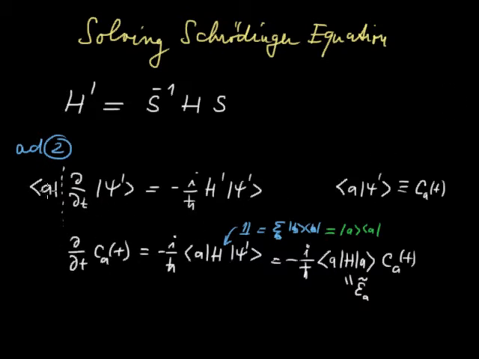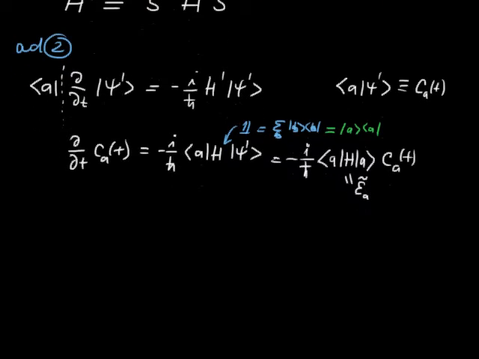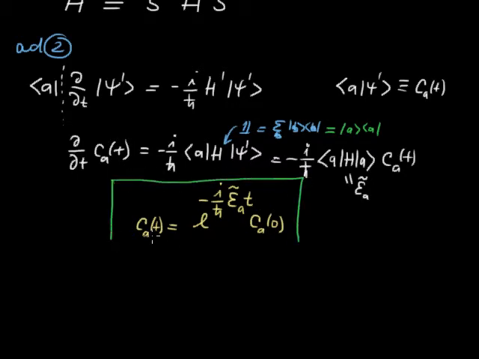So we will be listing through all these a's. For each of them we will write one simple equation like this, and each of these equations has a simple solution. c_a(t) is equal to e to the power of minus i divided by h bar epsilon a tilde t, multiplied by the initial value of that coefficient. So this is all there is to solve the Schrödinger equation in the representation in which the Hamiltonian is diagonal.